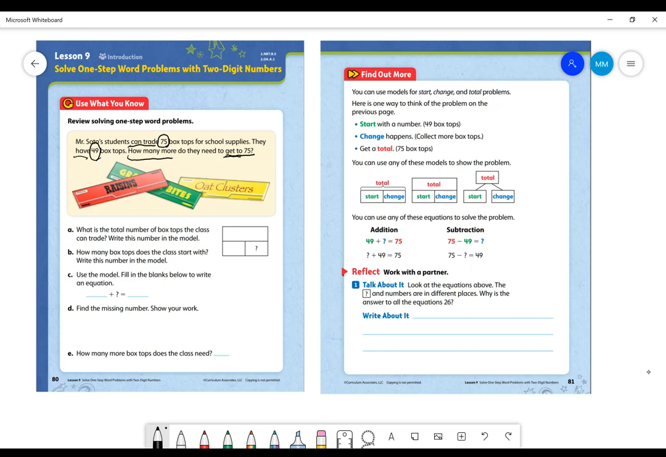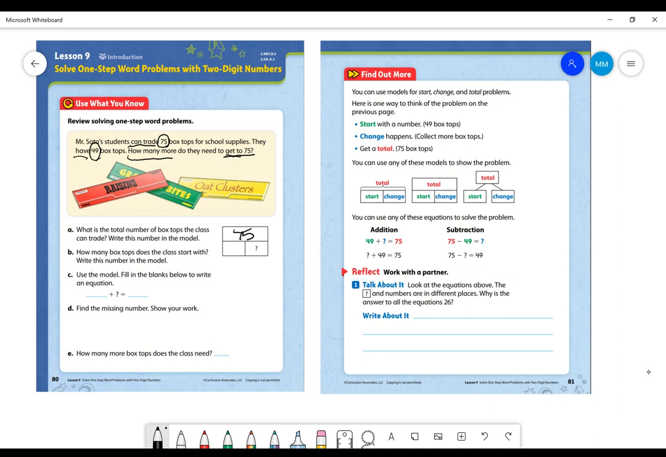Letter A says, what is the total number of box tops the class can trade? Write this number in the model. So what is the number that they can trade? They can trade 75. So I want us to think, 75 was our biggest number in our word problem. If they can trade 75, is 75 going to be a part or the whole? It's going to be our whole. It's our big number. So 75 is our whole.